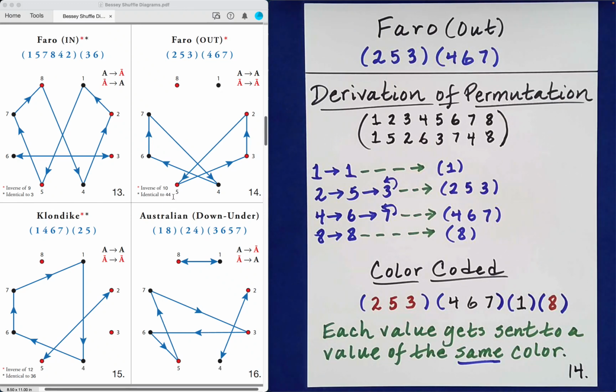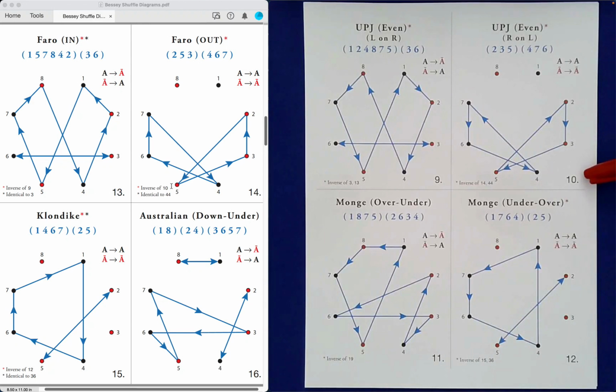Now I've indicated down below that this shuffle is the inverse of shuffle 10. And shuffle 10 is one that we've seen already. So recall that shuffle 10 is an even up jog for which the right pile is stacked on top of the left.